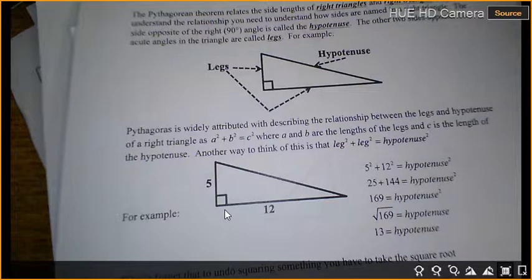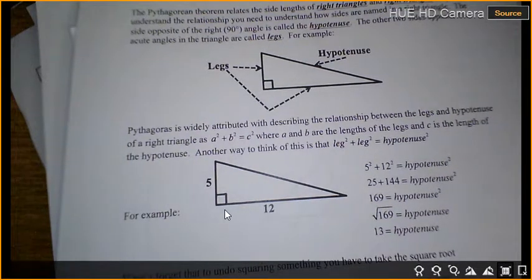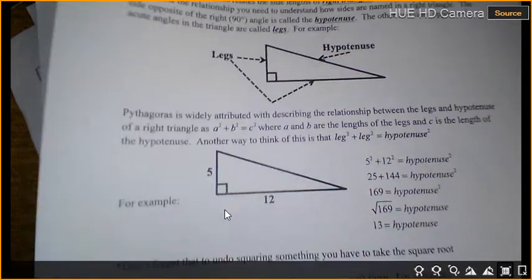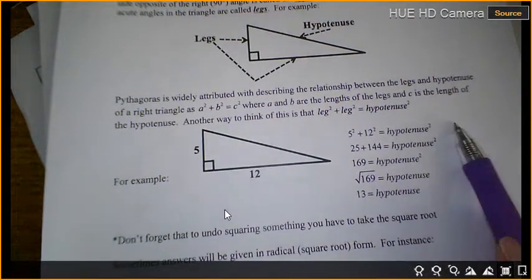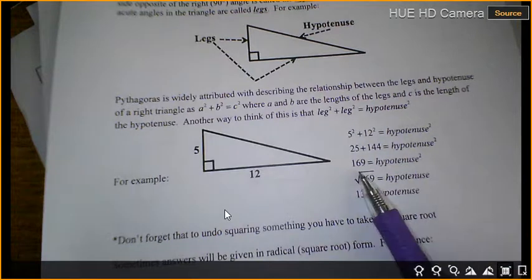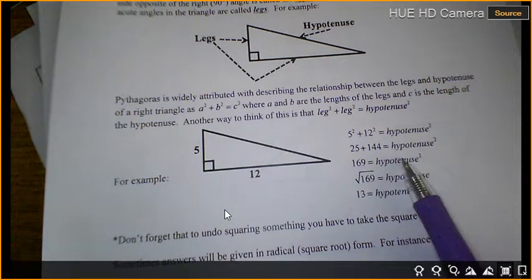Another way to think of this is that leg squared plus leg squared equals hypotenuse squared. So for this case, 5 squared plus 12 squared equals hypotenuse squared. 25 plus, this is exactly our warm-up, 25 plus 144 equals the hypotenuse squared.